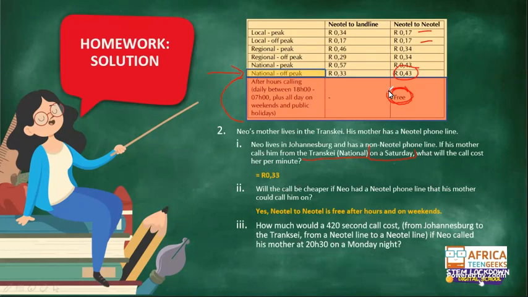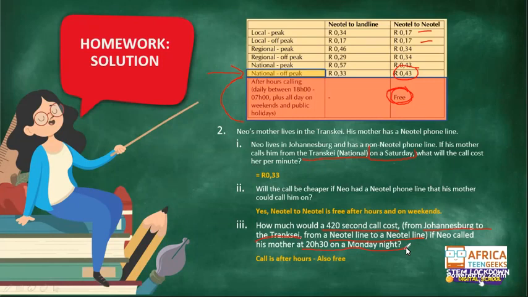Do you guys want me to help you out? Look at that. This is just a little bit of a trick question. They give us so much information. They tell us it's a 420-second call. It's from Joburg to the Transkei. It is NeoTel to NeoTel. But you know what? The last bit of the information is the most important. It is 8:30 on a Monday night.